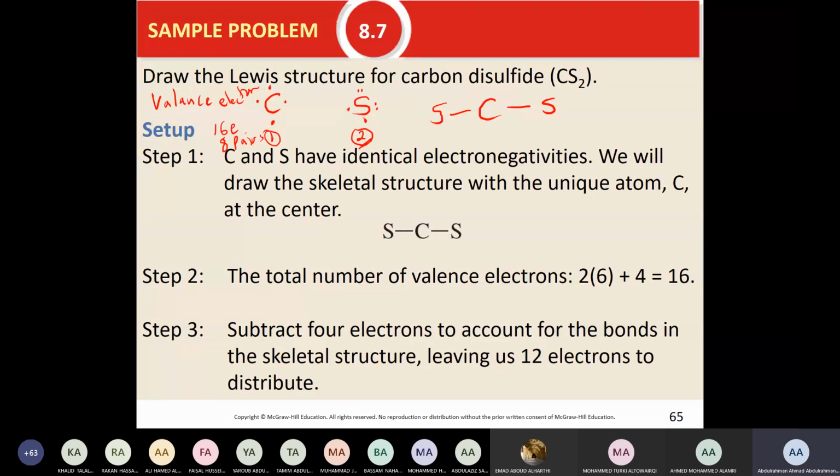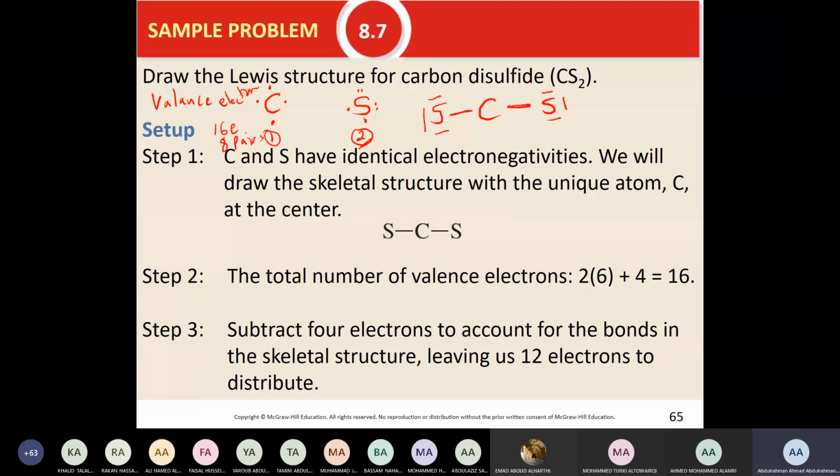So this is 1, 2. I already used 1, 2 pairs, 3, 4, 5, 6, 7, 8. And that's it. I cannot add any more because that's all the electrons that I have. That is all the electron pairs that I have.